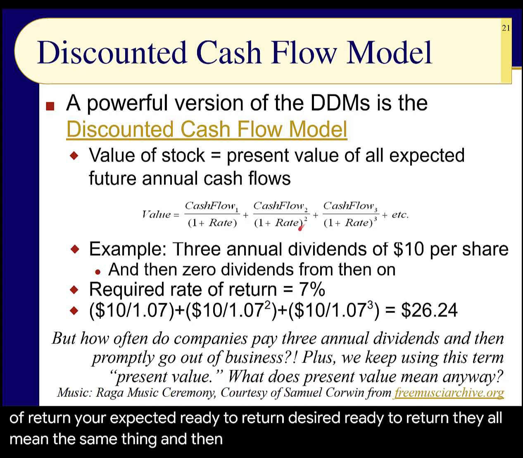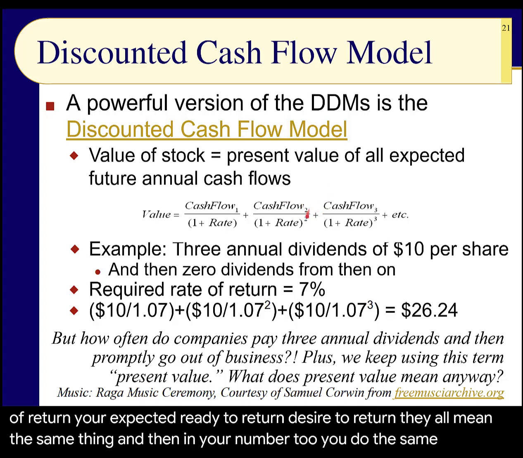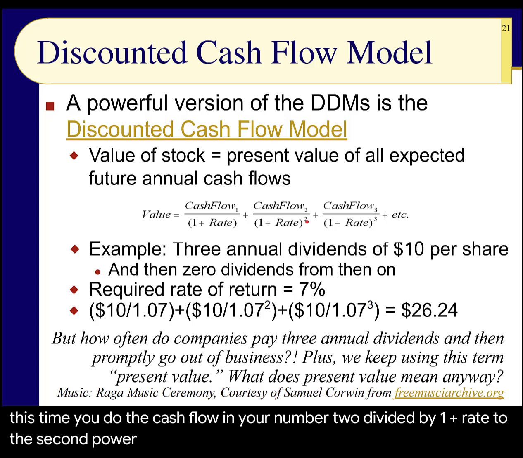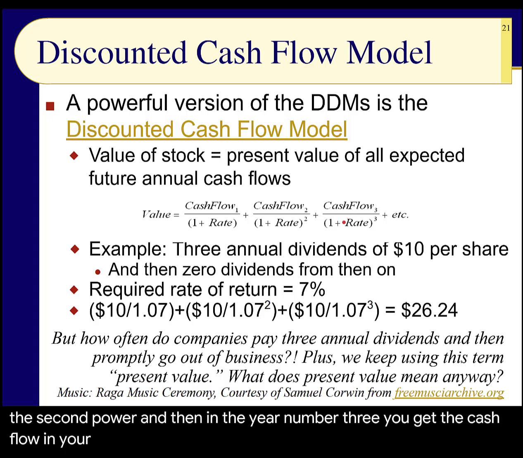And then in year number 2, you do the same thing, but this time you do the cash flow in year number 2 divided by 1 plus rate to the second power. And then in year number 3, you get the cash flow in year number 3 divided by 1 plus rate to the third power, et cetera, et cetera, et cetera.